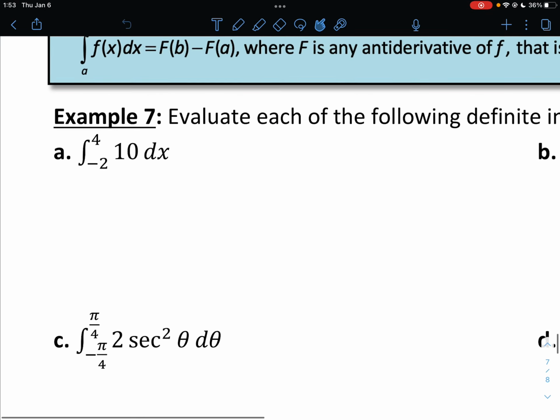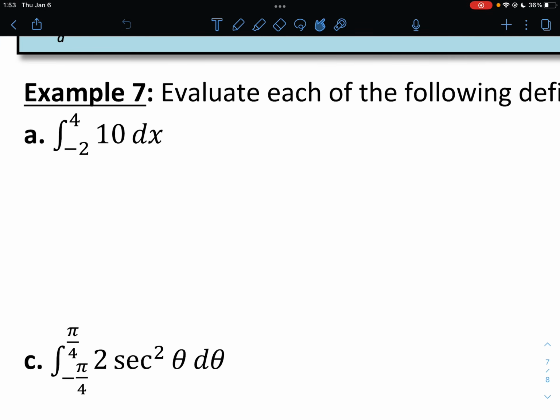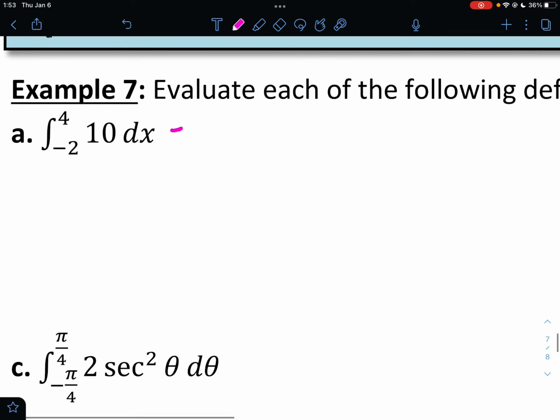Let's take a look at a basic example here for number 7a. This is something we can do without calculus. We can do this with geometry by now, but let's see how it works with calculus. If we take the antiderivative of 10, we would get 10x. And then what we do is we write a vertical line here and put our bounds at the end.